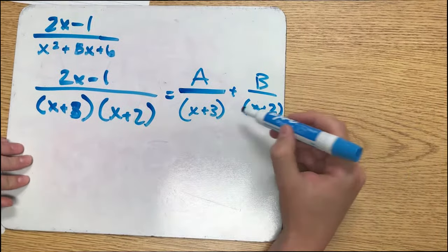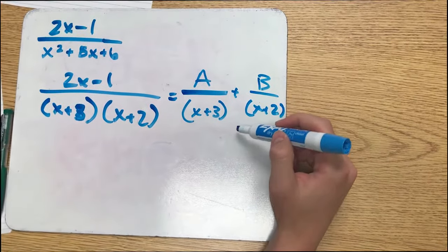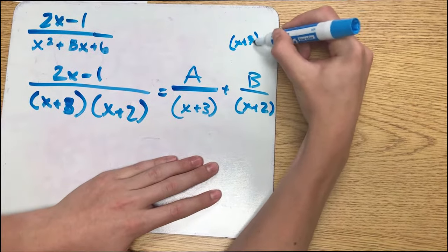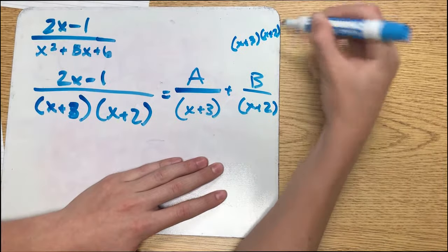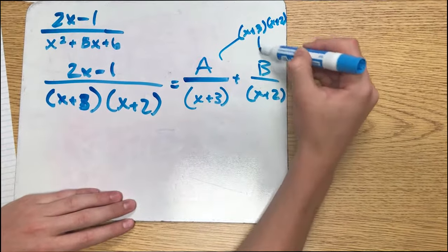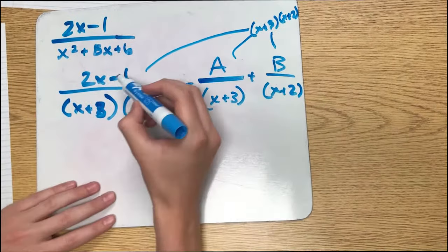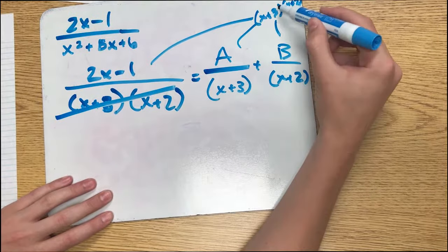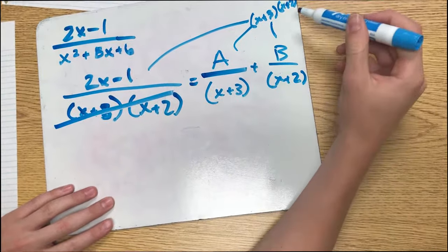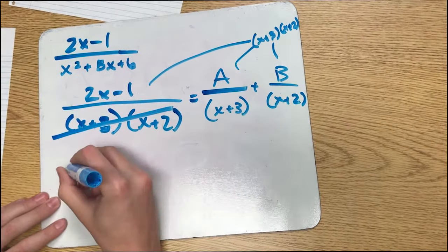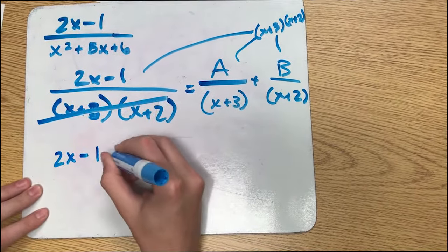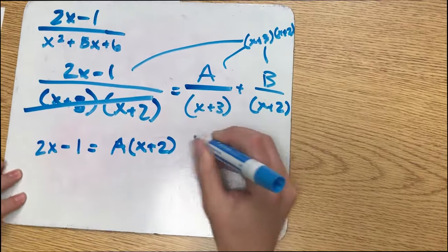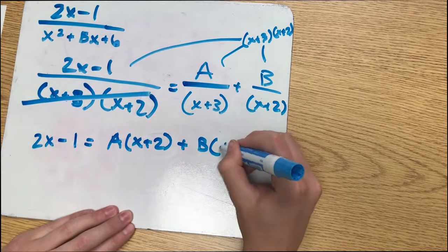Alright, and then we want to create a common denominator, so we'll multiply all of this by x plus 3 and x plus 2, and then so that goes to A, B, and this one, and on this one they will both cancel out, and then on the A the x plus 3's will cancel out, and on the B the x plus 2's will cancel out. So we will get 2x minus 1 equals A times x plus 2 plus B times x plus 3.